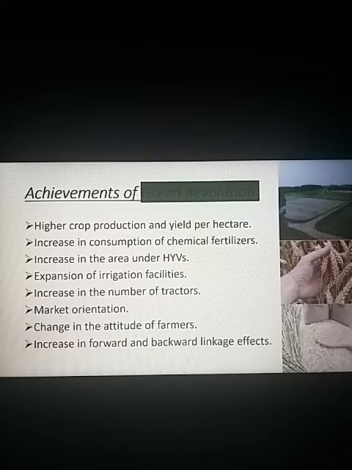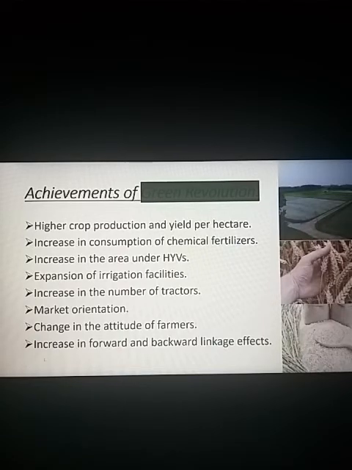Market orientation. More marketing facilities were provided with the intervention of government. Then, change in the attitude of farmers. When I say change in the attitude of farmers, farmers became more and more literate. These educated farmers started accepting the mechanization or modernization of agriculture.